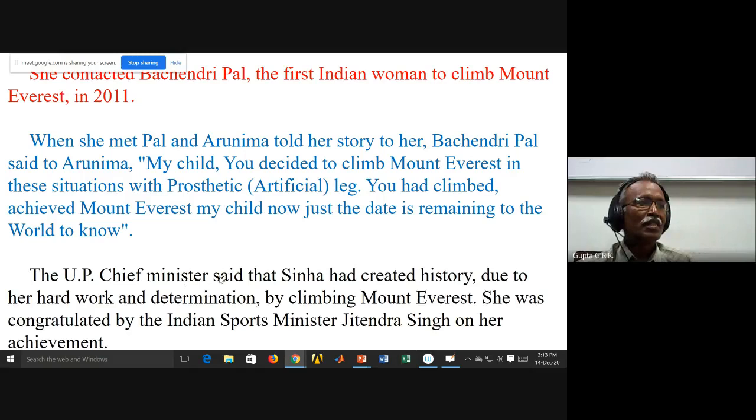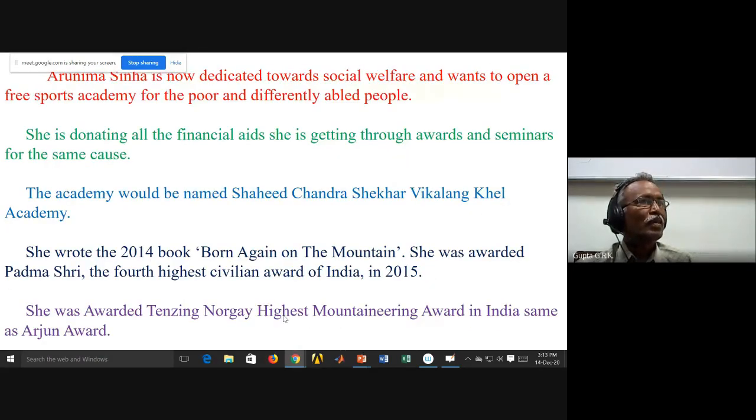The UP Chief Minister said that Sinha has created history due to her hard work and determination by climbing Mount Everest. She was congratulated by the Indian Sports Minister Jitendra Singh on her achievement. Arunima Sinha is now dedicated towards social welfare and wants to open a free sports academy for the poor and differently abled people. She is donating all the financial aid she gets through awards and seminars for the same cause. She gives a lot of inspiring lectures, and whatever money she gets, she uses for that purpose. The academy would be named Shahid Chandrasekhar Vikalang Khel Academy.